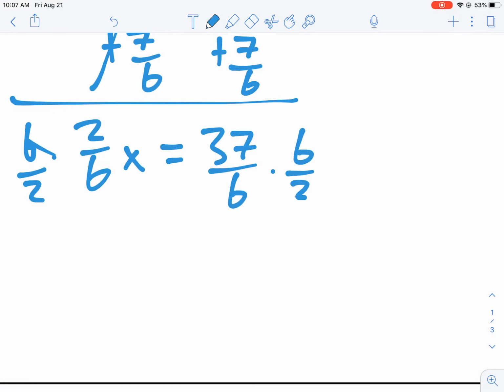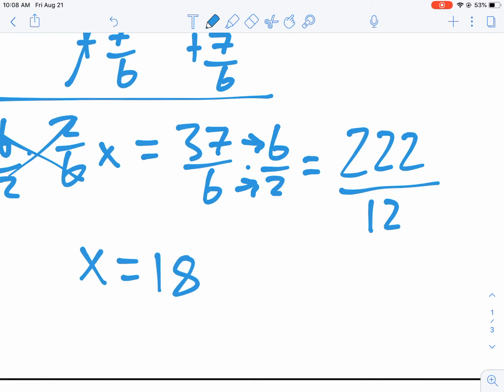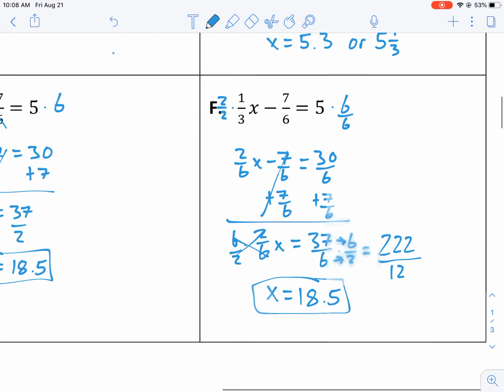So these will cancel, so we have x by itself, and now we're multiplying. Remember, we multiply straight across. So we have to do 37 times 6. That's 222. Then we have to do 6 times 2, that's 12. And if we do 222 divided by 12, we get 18.5. So hopefully you guys believe me now.